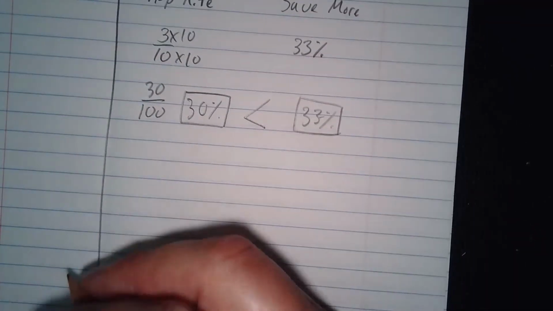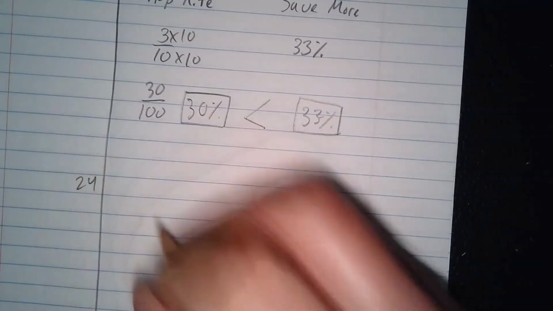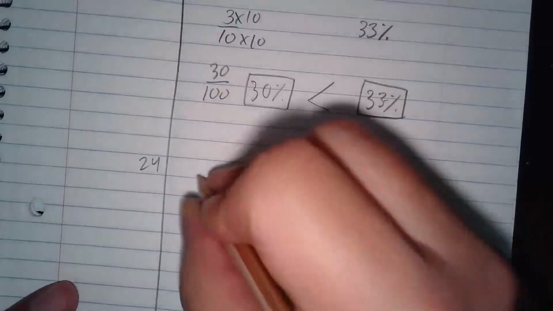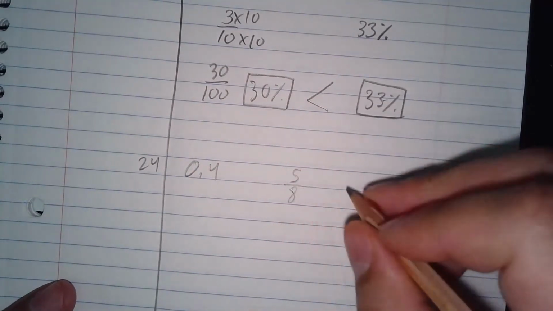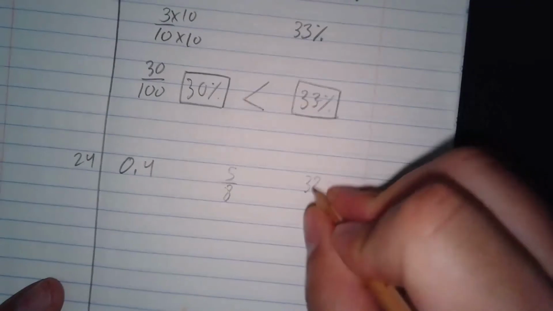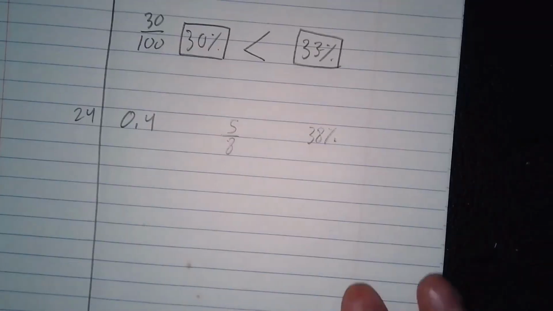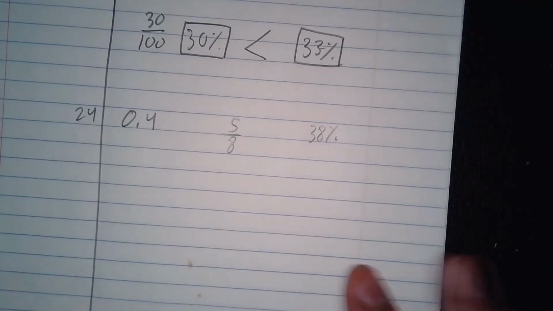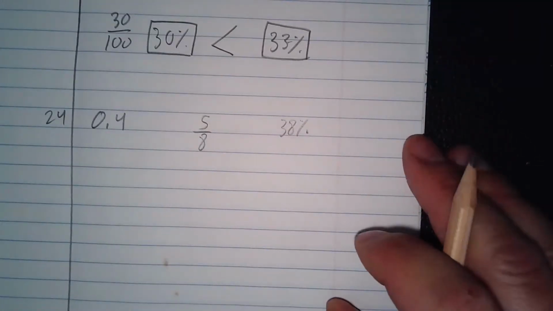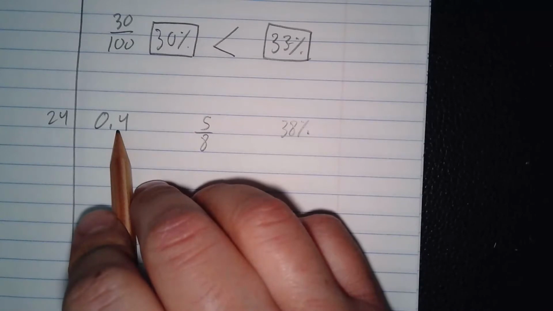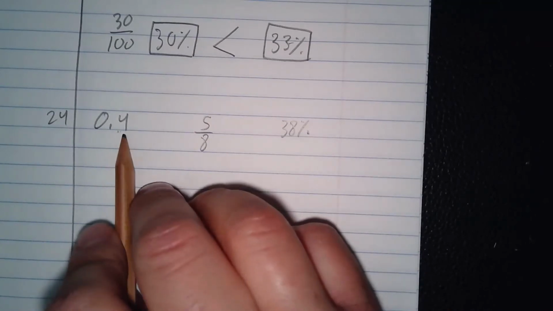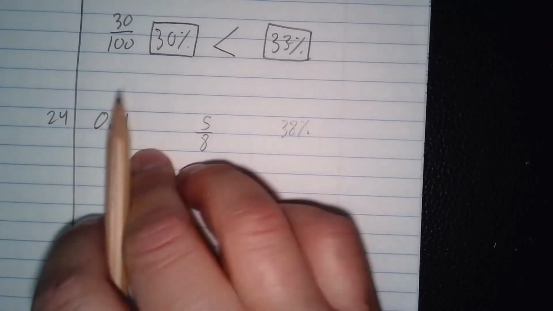Alright, 24. I have three numbers. 0.4, 5/8, 38%. Okay, the very first question I asked at the beginning of this lesson is, when is it better to use a percent, a decimal, or a fraction? These numbers to me seem a little random. I could change this to a percent. 4 over would be 4/10, and then multiply that, it would be 40%, I believe.